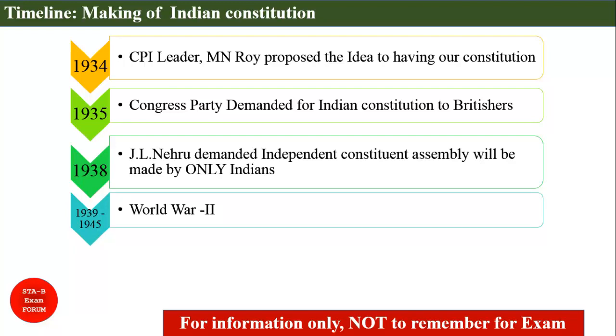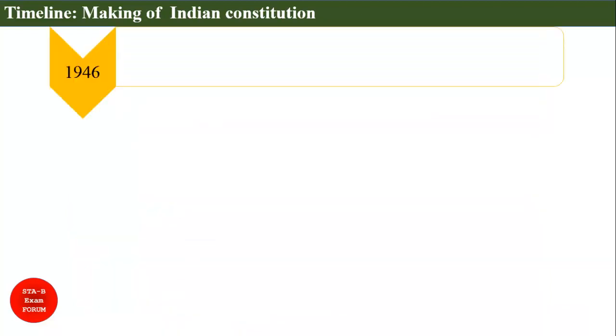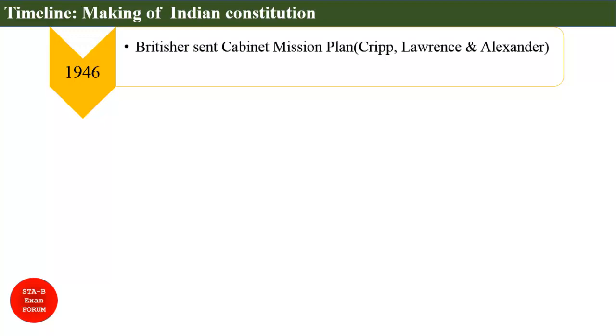The Britishers somehow suppressed the demand, but again in 1942 they sent the Cripps Mission to India, which was aimed at having a constituent assembly, but Gandhiji said that it is an outdated check. The Cripps Mission was not a good one, so the Quit India movement was started, as you have studied in history. After that, in 1946, a major thing happened. What was that? Again the Britishers sent the Cabinet Mission Plan. This is very important.